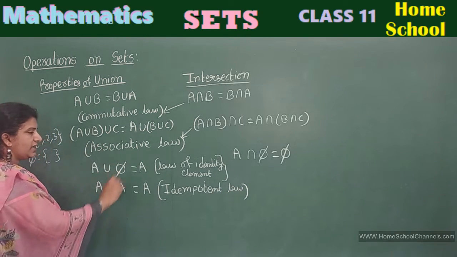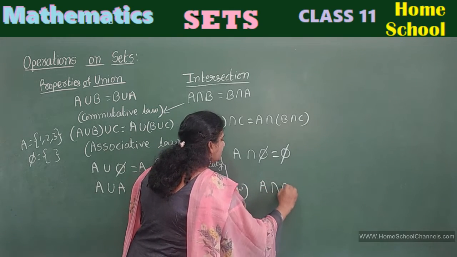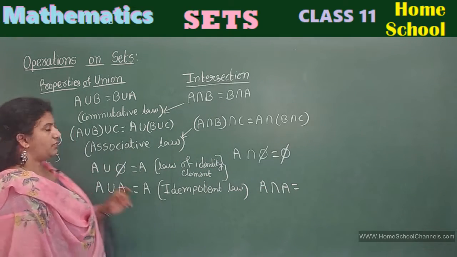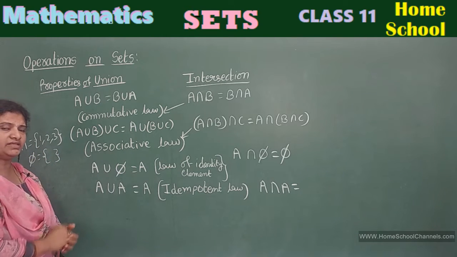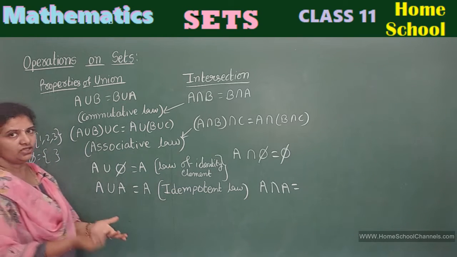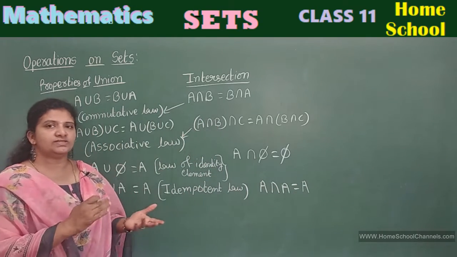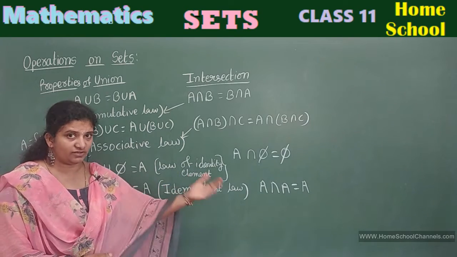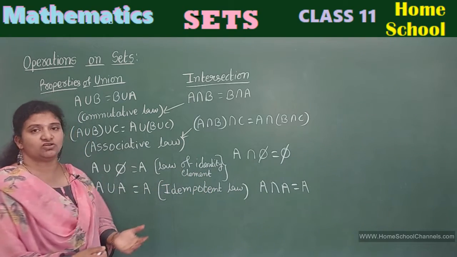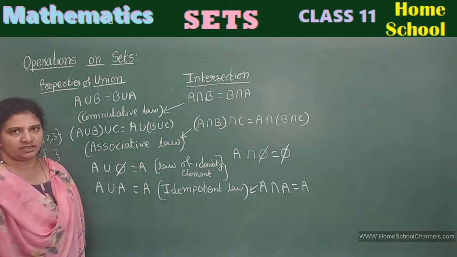And in the same manner, A intersection A. Suppose I take the same sets, what are the common elements in both sets? You will write A only. In both sets, the same elements are present. So A intersection A is also A, and A union A is also A. Same idempotent law you can say.